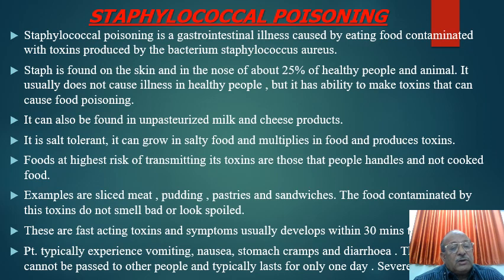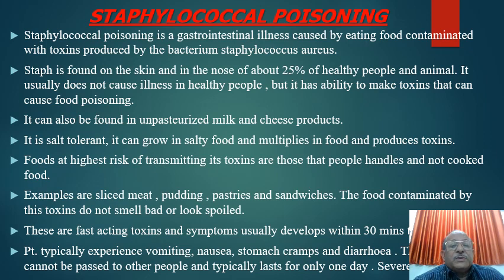It is salt tolerant. It can grow in salty food and multiplies in food and produces toxins. Foods at highest risk of transmitting its toxins are those that people handle and that are not cooked afterwards. Examples are sliced meat, pudding, pastries, sandwiches. The food contaminated by the toxin does not smell bad or look spoiled. Very, very important thing to understand.